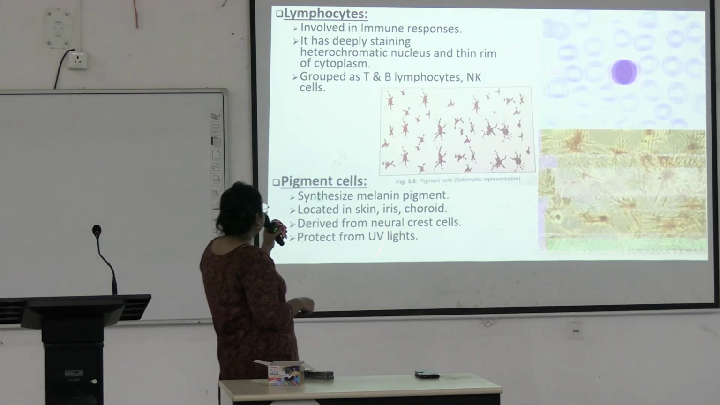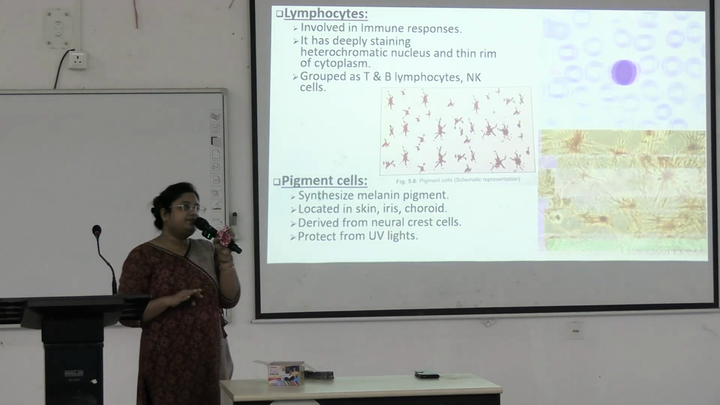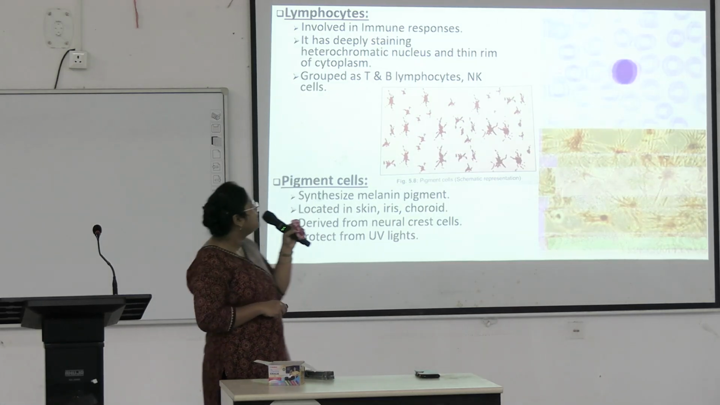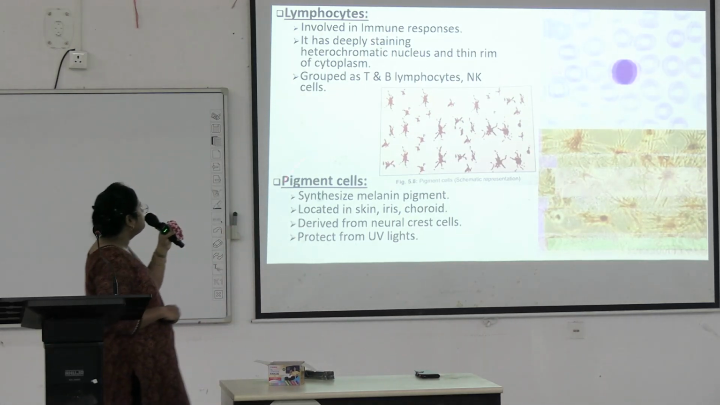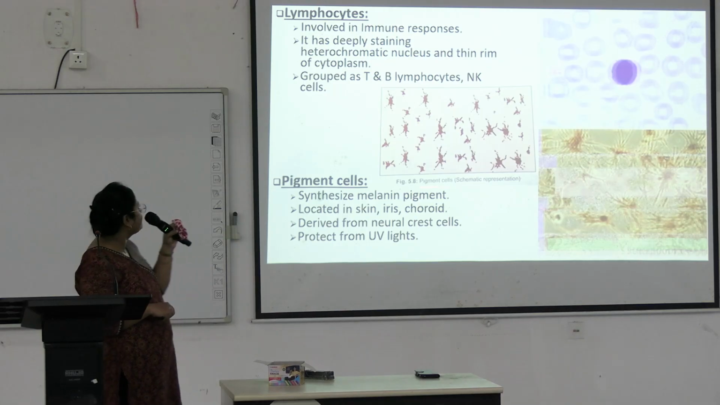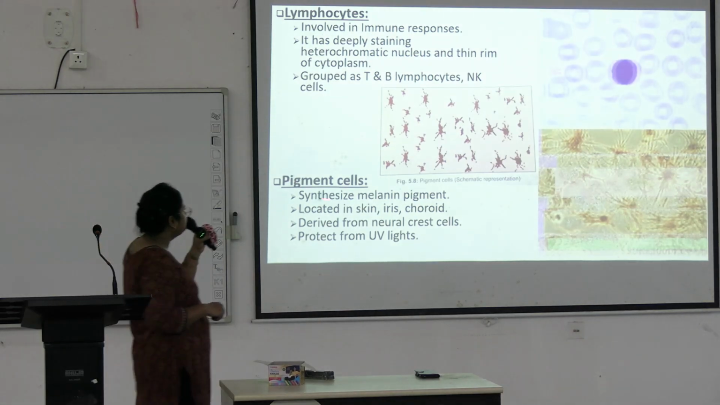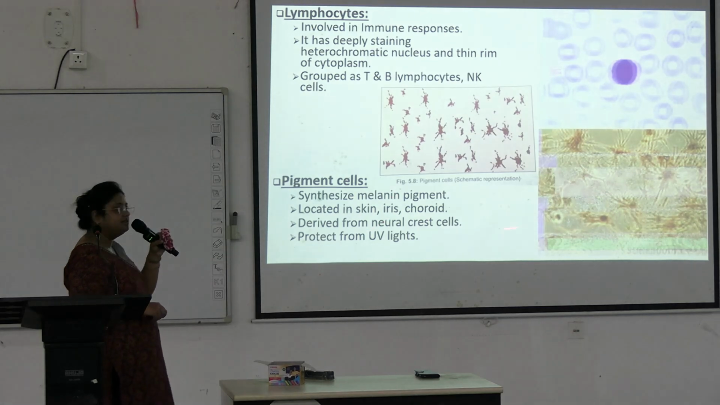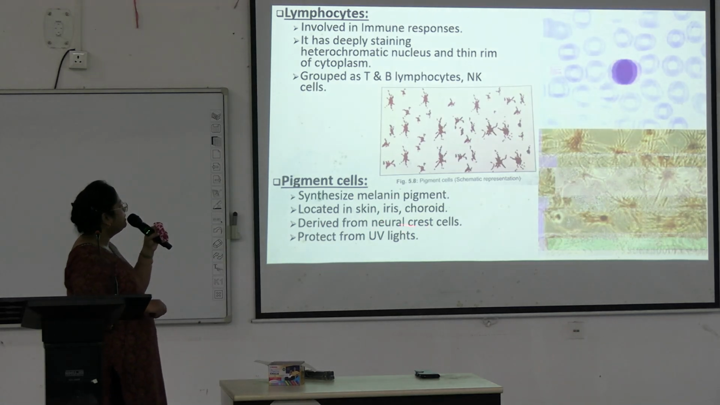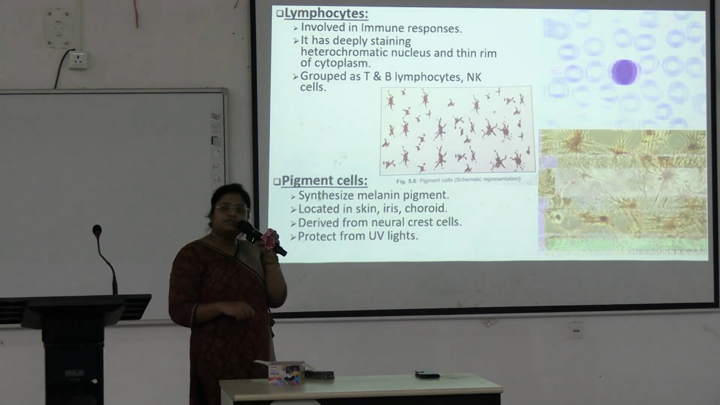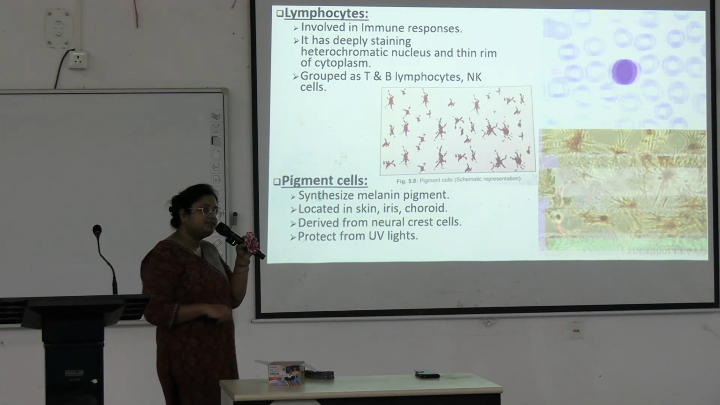So this is a lymphocyte. You have to prepare peripheral blood films in physiology, and also you have to stain. You will see this under the microscope. Next is pigment cells. See, this is a schematic presentation of pigment cells and this is how they look. Pigment cells synthesize melanin pigment and are located in skin, iris and the choroid, derived from neural crest cells, and they protect from UV light. This is the function of the pigment cells.